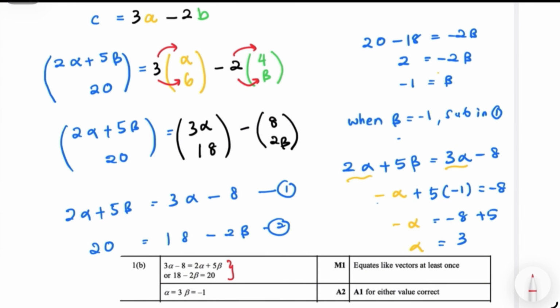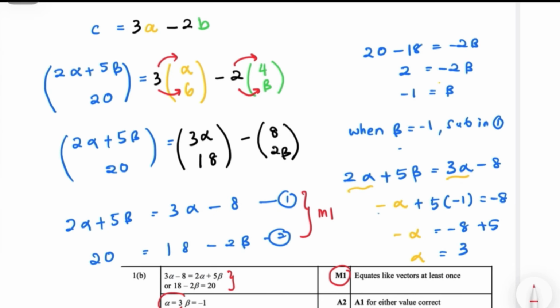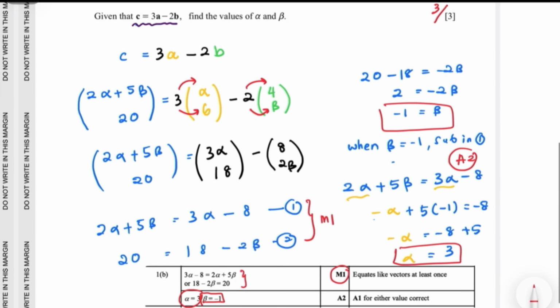When you are able to equate the vector i and j components and compare them, that's the method 1 mark, which is over here, and getting alpha equal to 3 and beta equal to negative 1 will give me 2 marks, and the total mark would be 3 out of 3.